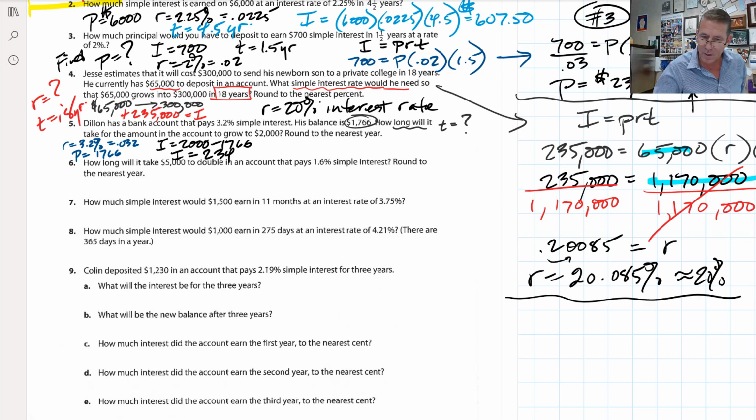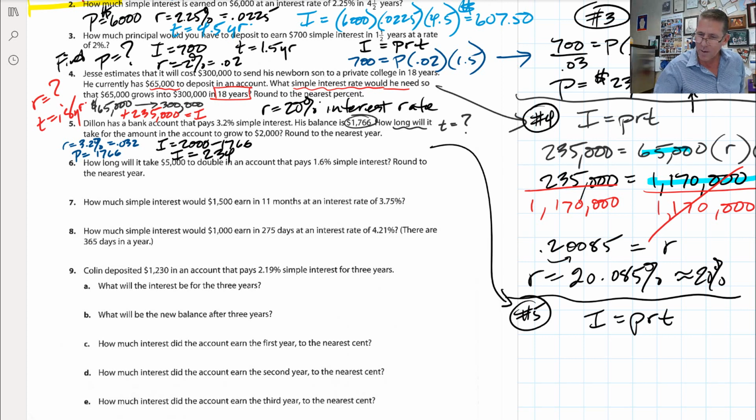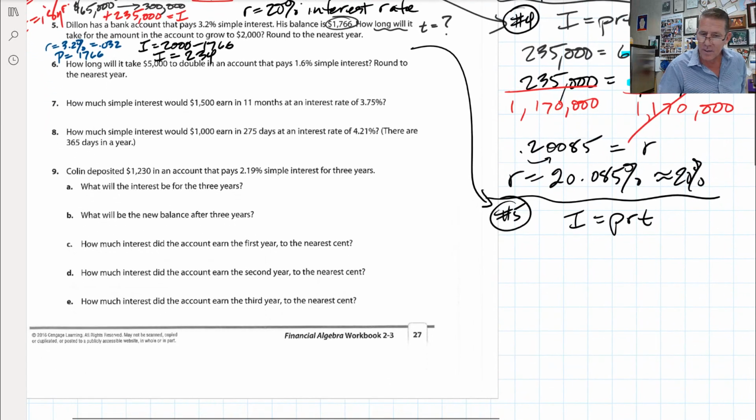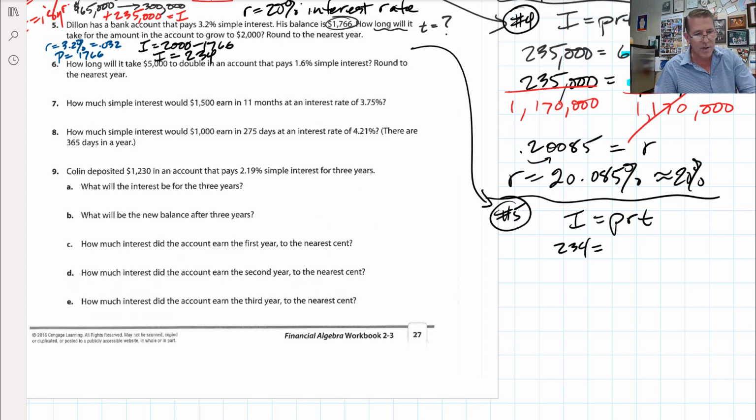This one was number 4, and this one's number 5 down here. So again, write down your formula: I is equal to PRT. Then I'm going to come down here and work this out. We need $234. The original amount, 1,766, is your principal, which I wrote up here in problem number 5. The interest rate is known: 3.2% or 0.032. And we don't know the time. We've got to find t.